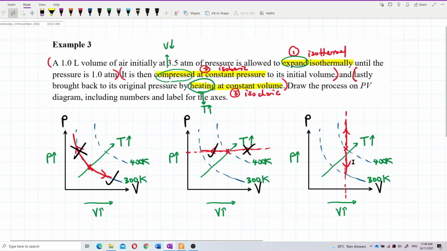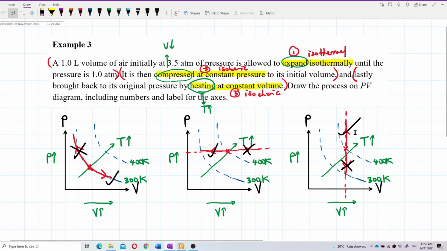As I told you, when the graph goes away from both axes, the pressure and volume axes, the temperature increases. So if I start from here and go up, the temperature increases. If I go down, the temperature decreases. But this one is heating, meaning the temperature increases. So the graph should go up, not down. The one below is wrong, so the top one is correct.